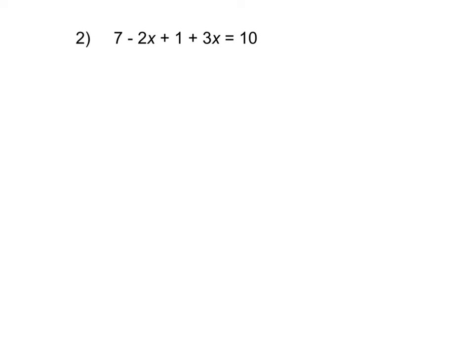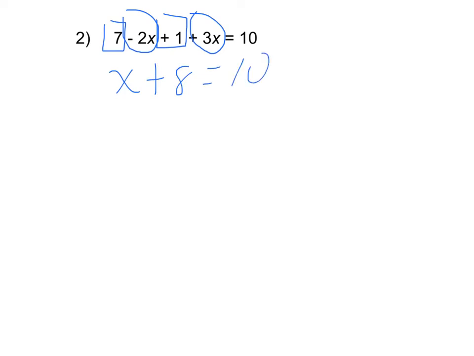So let's first of all combine the variables. So I've got this negative 2x, so in other words I owe 2 bags of M&Ms, but I get 3 bags. Yay! So actually I can pay off my debt and I will still have 1 bag of M&Ms. Now I'm going to combine the constants. So this is a positive 7, invisible plus sign, with 1, so that means I have 8 extra M&Ms. Put it together, it equals 10.